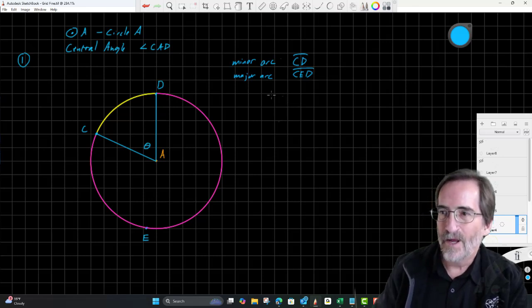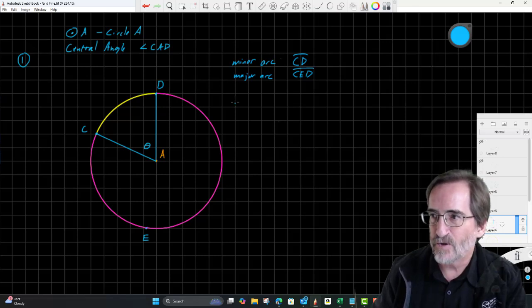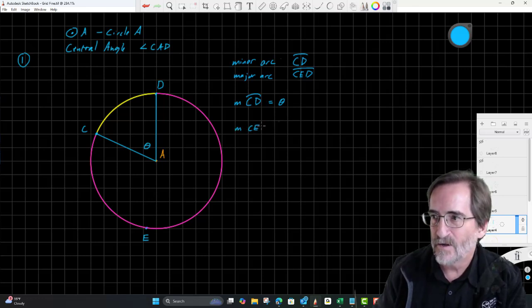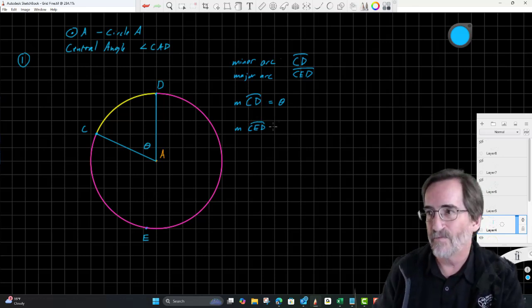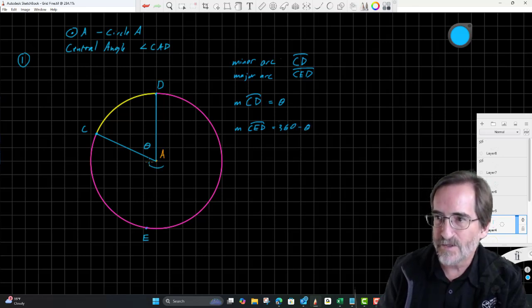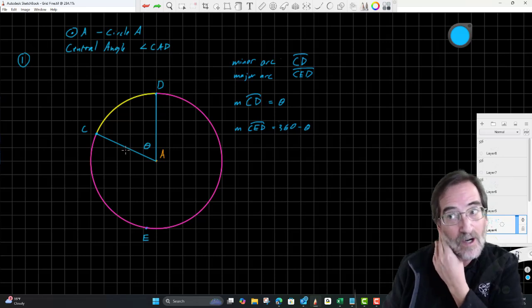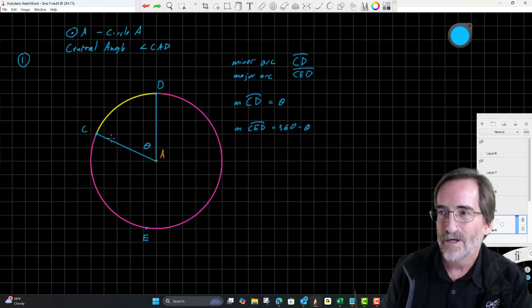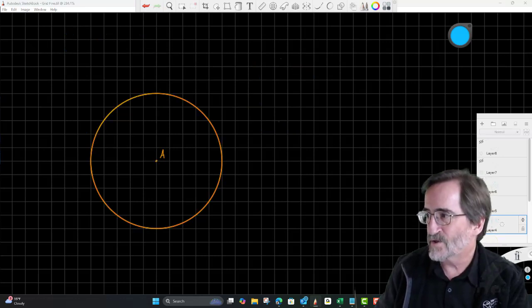Of course, we measure, M stands for measure, the measure of arc CD is the measure of the central angle, theta. Whereas the measure of arc CED is going to be 360 less theta, because it's 360 degrees all the way around the circle. So 360 less theta. Okay, so that's some vocabulary: major arc, minor arc, central angle. The sides, or legs, of the central angle are radii; each is a radius of the circle.